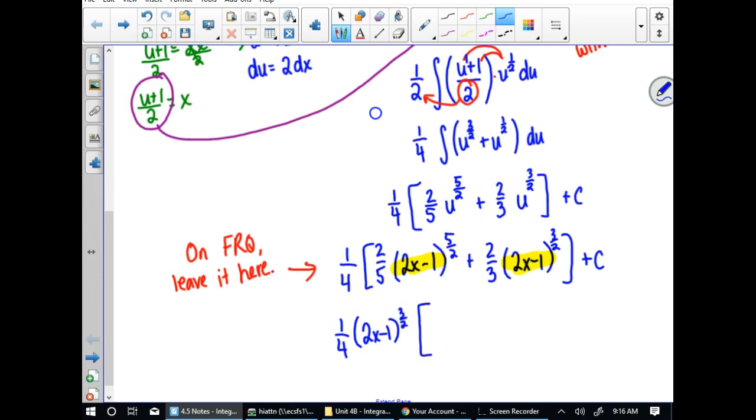So that will leave you on the inside, you'll have 2/5 times, if I'm dividing this by (2x minus 1) to the 3/2, I subtract my exponents. 5/2 minus 3/2 gives us 2/2, which is to the first power, right? So I just got 2x minus 1 here. And then I've got plus 2/3. And whenever I divide this by (2x minus 1) to the 3/2, those just cancel each other out. So it's just 2/3 times 1 here. The plus c, just leave it on the end. Don't mess with it.